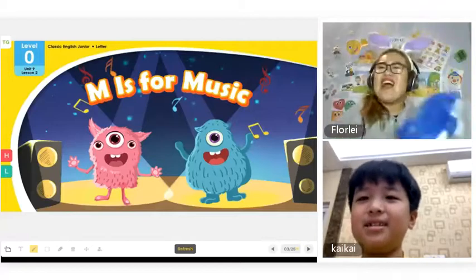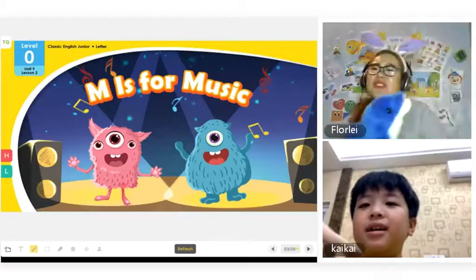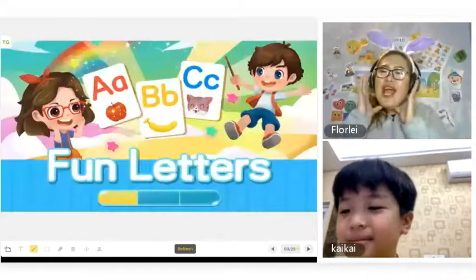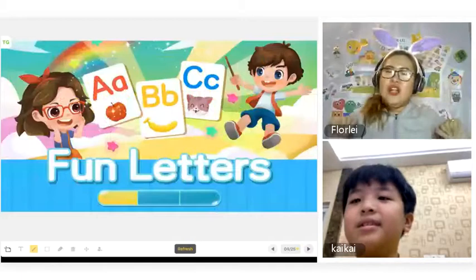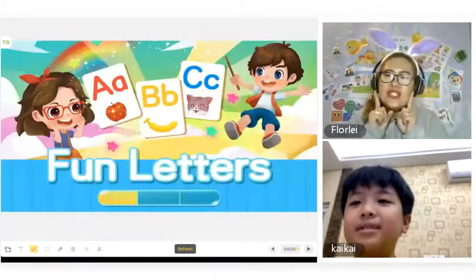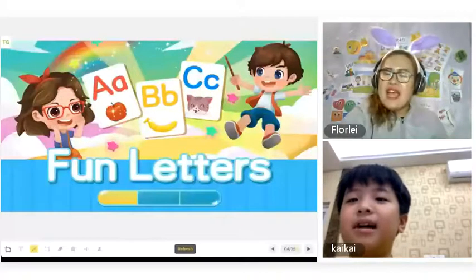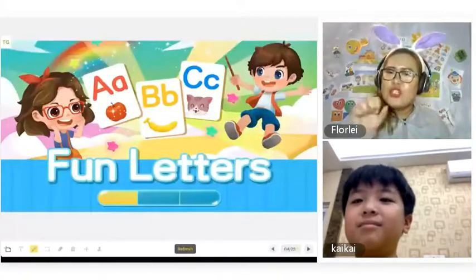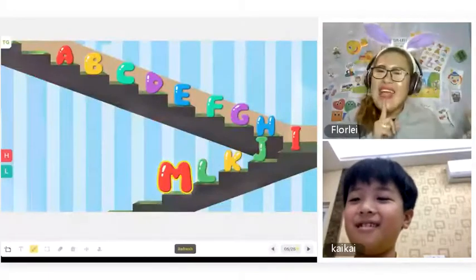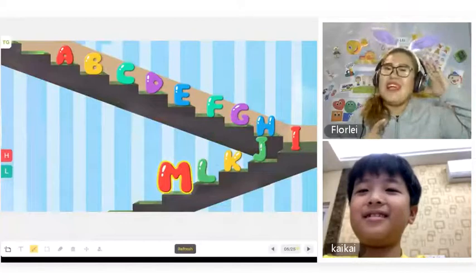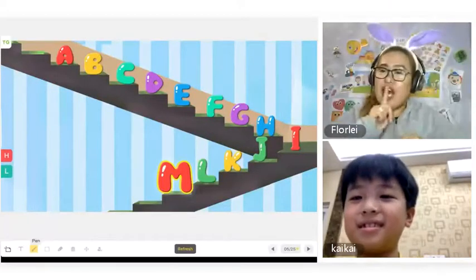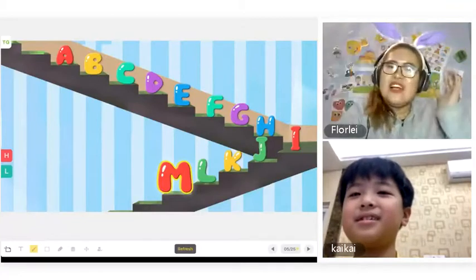All right, let's go to page 4. Swim, swim, swim to page 4. We're going to have some fun with letters. Now, what letter are we going to study tonight? Let's see. Let's go to page 5. Oh, it's stairs. Okay, we're going to go down the stairs. Let's start with the letter A.